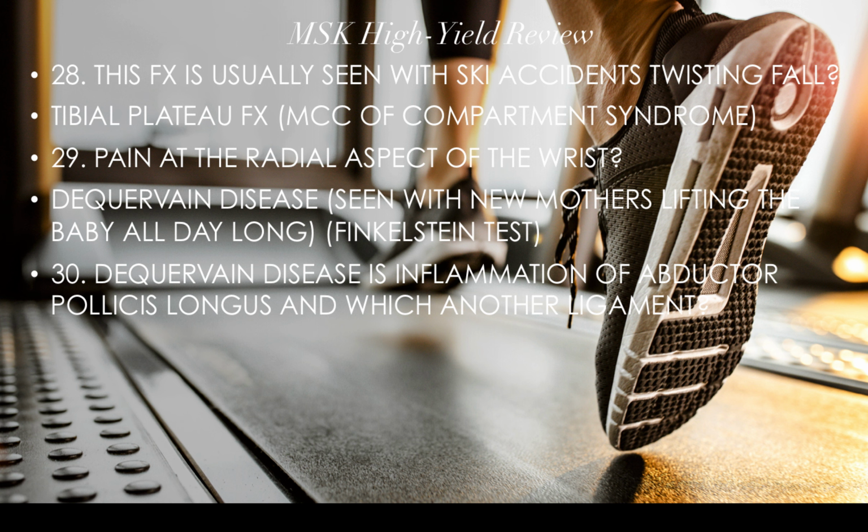30. The Querian disease, inflammation of abductor pollicis longus, and which other ligament? So yeah, you can see from a testing point of view, they can play with these ligaments, they can list them. So when it comes to the De Quervain's disease, it is extensor pollicis brevis and pollicis longus.